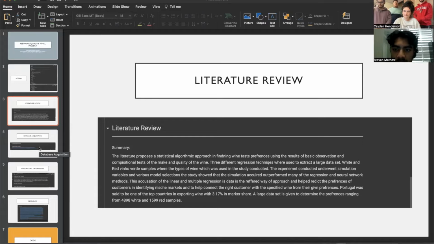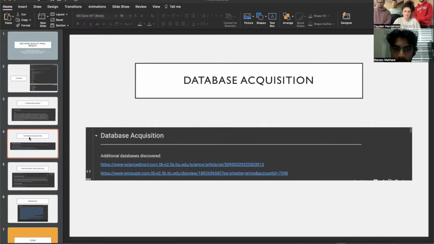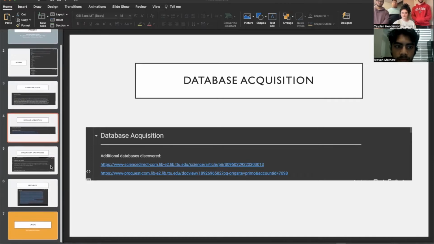The experiment conducted underwent simulation variables and various models in finding the numerous amounts of data. That's pretty much it. Our database acquisition consists of two data sets that I found off the TTU library search, and they have useful information for red wine, and there are some white wine data sets on there as well.